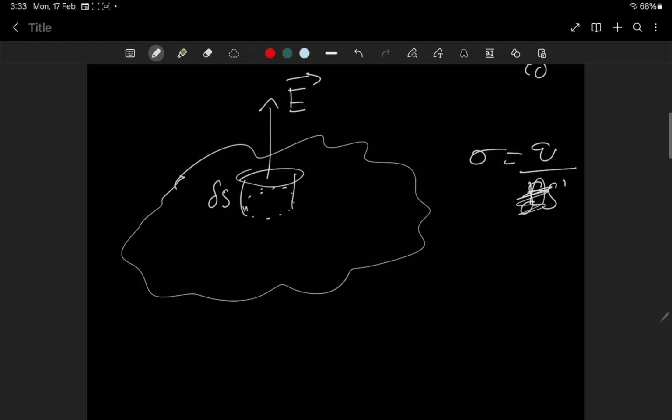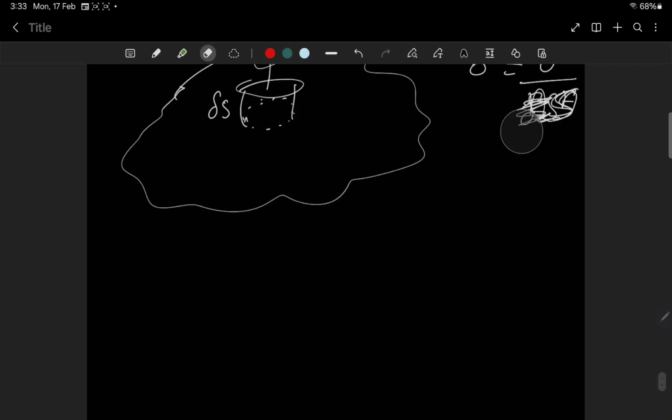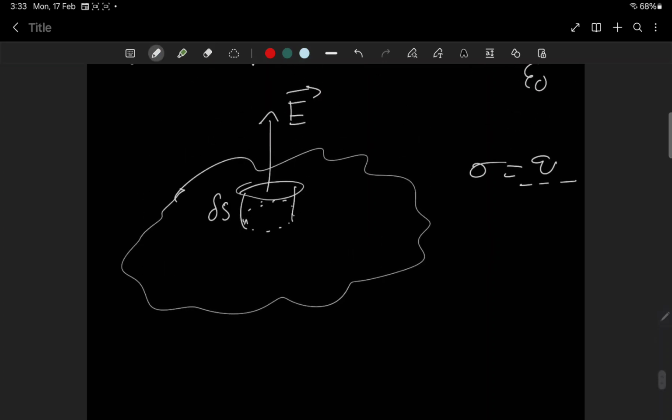Now this is the total area, so it is S. Total area is S, right? Partly inside the conductor, it has a cross-sectional area of delta S and negligible height. This is the Gaussian surface. Draw it in dotted lines.